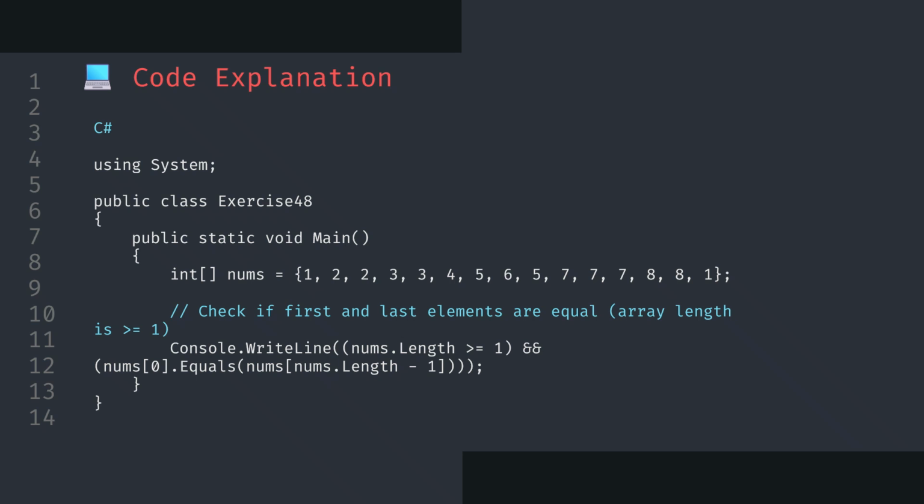Here's the full program. We declare an int array and then print the result of a single Boolean expression. The expression does two things. It ensures the array has at least one element, which is nums.Length greater than or equal to 1, and compares nums[0] to nums[nums.Length - 1]. Using == on integers is fine, though Equals works equally well here. The whole check is concise and runs in constant time, O(1). If you later read the array from input, swap the literal with the user input. The check remains the same.